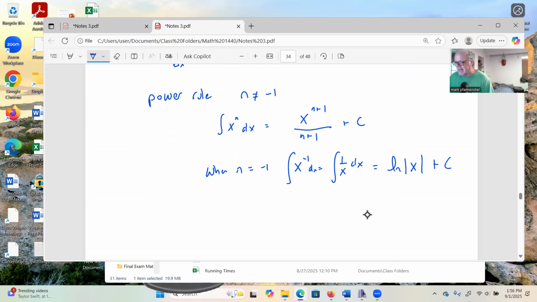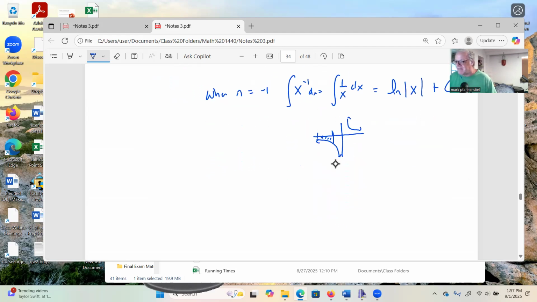Don't forget the absolute value part of this, because the natural log has to work on a positive number. So if we have 1 over x, and say I wanted to figure out what was going on over here, this is 1 over x, and I've got values over here. Well, I can't take natural logs of negative numbers, so we have to fix that by making it positive, and the way to do that is absolute value. So don't forget the absolute values, don't forget the plus c.